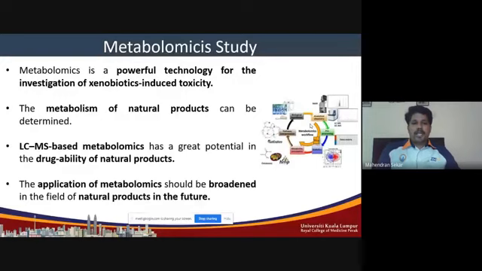This is one of the powerful technologies for the investigation of xenobiotic induced toxicity, because whenever we talk about drug development, your compound, either a natural product or a synthesized compound, may be highly effective, but because of toxicity at the end stage, it will not move to the next step in the drug discovery process. So based on the metabolomic studies, we can predict the toxicity before we go and do studies on the clinical side. These are the preclinical data which are mainly obtained from these studies.